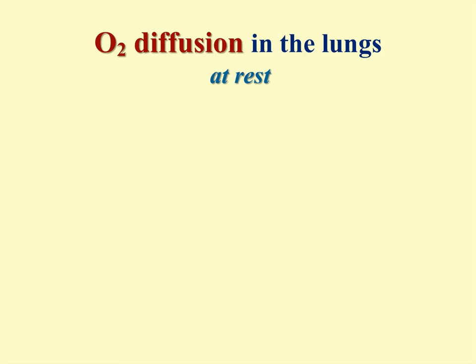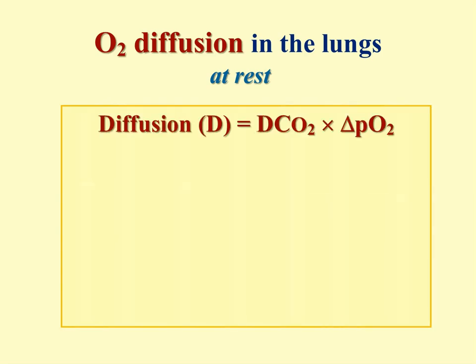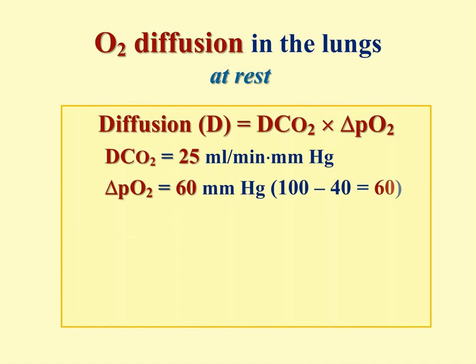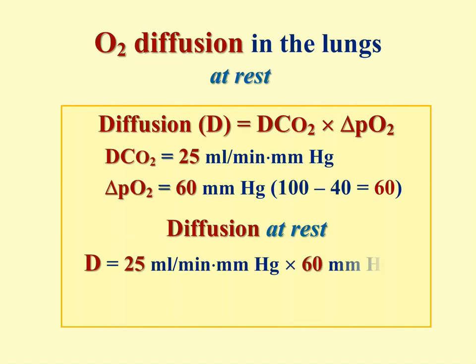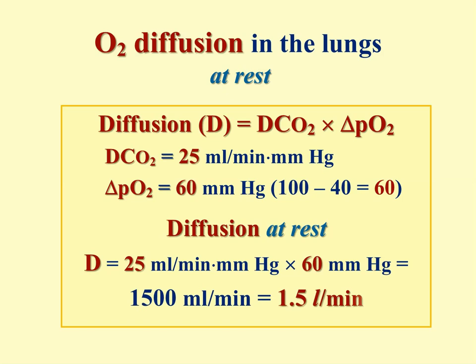So let's calculate resting diffusion first. Diffusion capacity for resting state is taken as 25 milliliters per minute per each millimeter mercury difference. So this standard amount we multiply by 60 millimeters mercury difference in PO2, partial oxygen pressure, because 100 is alveolar PO2 and 40 is venous blood. So we can see there is a difference of about 60 millimeters mercury. Diffusion at rest, therefore, is 25 milliliters multiplied by 60 millimeters difference, and so it creates 1,500 milliliters per minute, or simply 1.5 liters per minute.